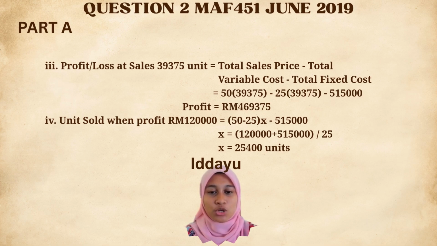Next, to find out how many units should be sold to get the profit of 120,000 ringgit, we use the same formula, which is profit equal to total sales price minus total variable cost minus total fixed cost. So we replace the profit with 120,000 ringgit equal to selling price per unit minus variable cost per unit, times X, because we want to find how many units to be sold, and minus total fixed cost. Then we simplify and we get X equal to 25,400 units to be sold.